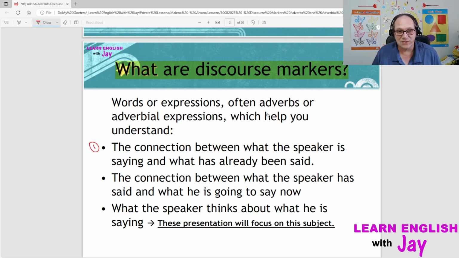Also the second thing it does is it shows the connection between what the speaker has said before and what he's about to say, what he's going to say now. And then the third one is what the speaker thinks about what he is saying. All right, so this is what we're going to be looking at. We are going to be looking here at number 3, and we're going to be looking at what the speaker thinks about what he is saying.